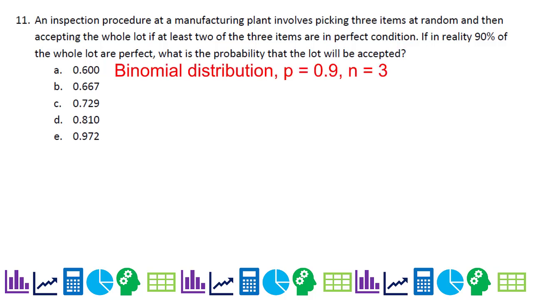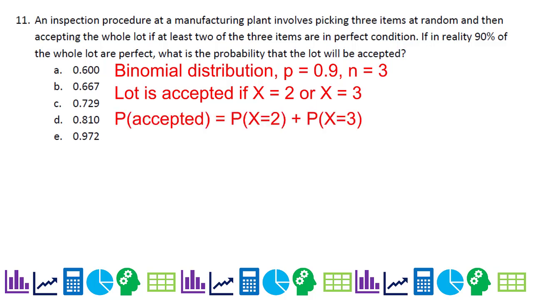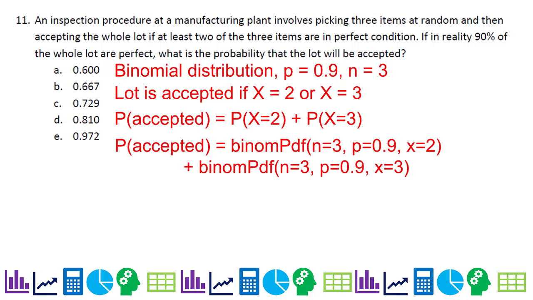So this is a binomial distribution with p equals 0.9 and n equals 3. We're going to accept the lot if 2 or 3 of the items are perfect, right? Not if it's just 0 or just 1. We need 2 successes or 3 successes. So we add the probabilities for both of those, and I'll use binom PDF, which is just the probability that X is 2, plus binom PDF for the probability that X is 3.